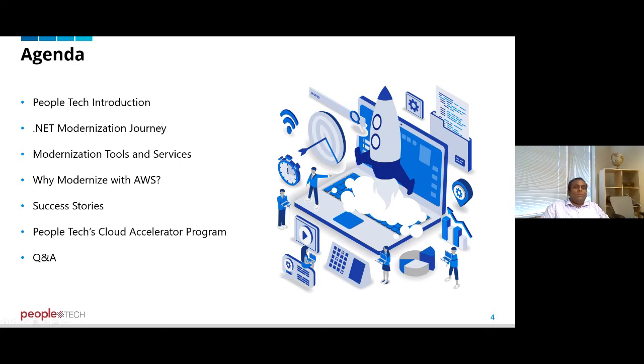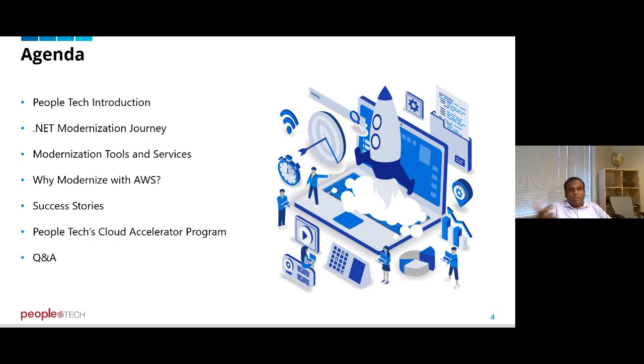So the first point is to talk about our company. It's not to spend a lot of time there, but just to give a quick introduction about PeopleTech. Then we'll move on and talk about what options you have to modernize your .NET applications with AWS. We'll quickly look at some of the tools and services which will help you accelerate your migration journey. And we'll get into a demo, where we'll show you how to containerize your application. We are going to show you real quick how easy it is to containerize your applications with AWS. So stay tuned for that.